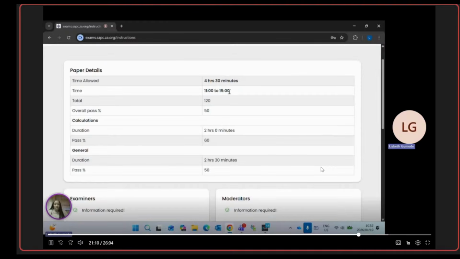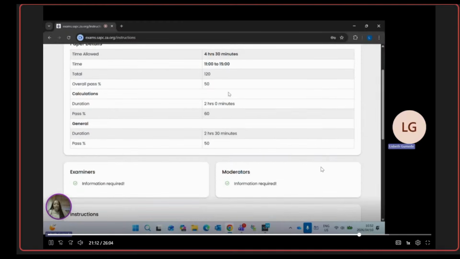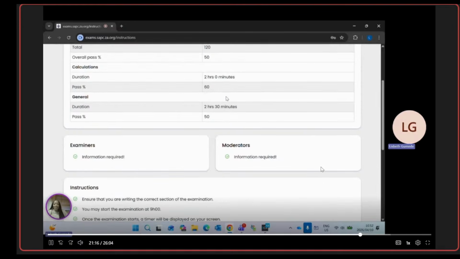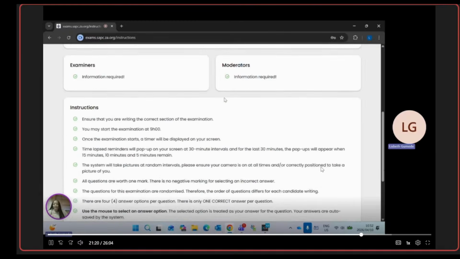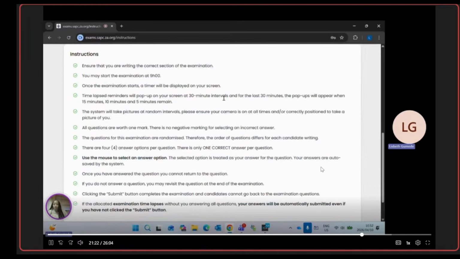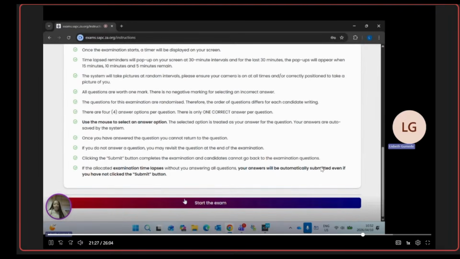So now, while you're sitting here, you then get your instructions. With the instructions, you're being told how long the examination is, what you need to get to be able to pass, how the different sections are divided, and what time it is for the different examinations. Again, we go through the instructions just to make sure that you don't miss anything. And then you have landed to start the exam.